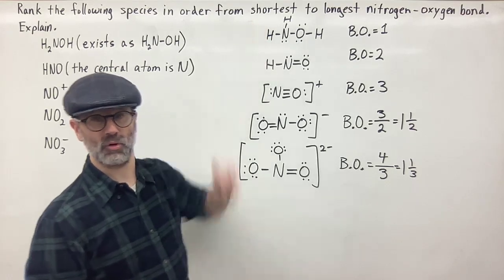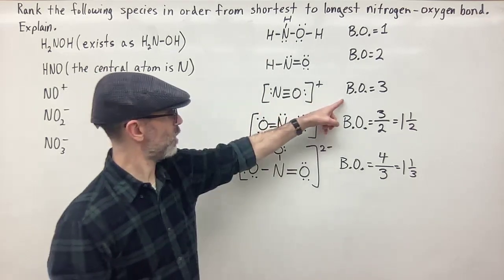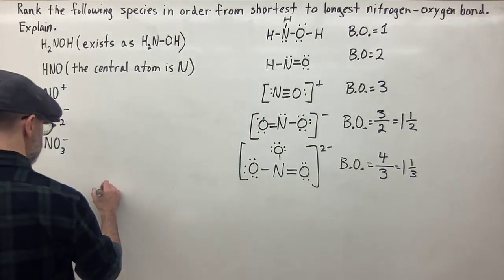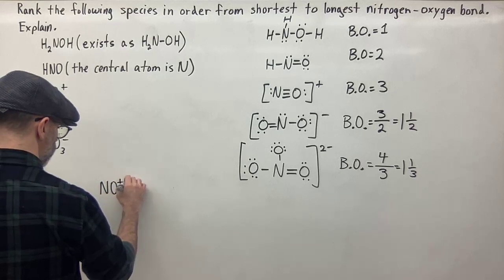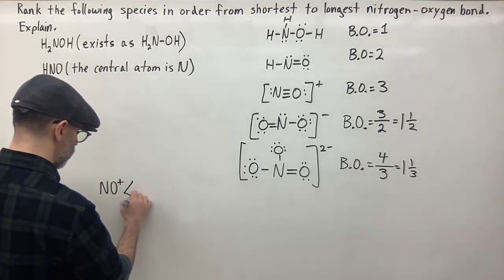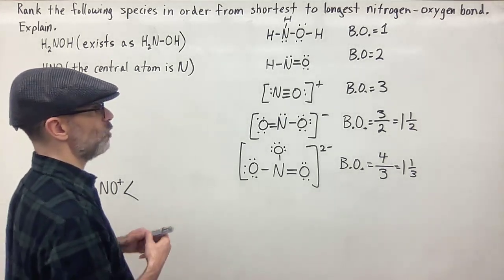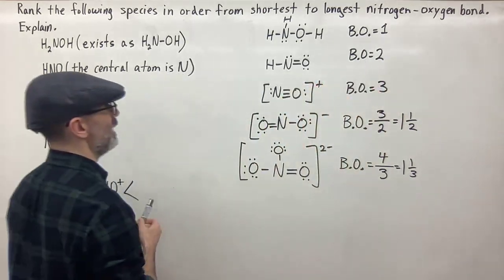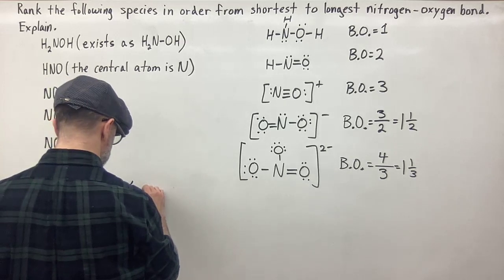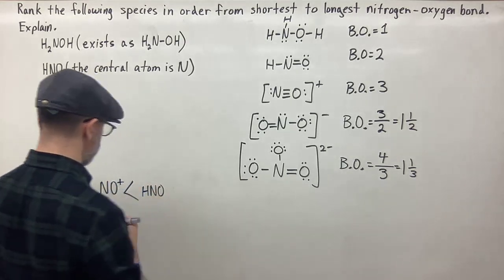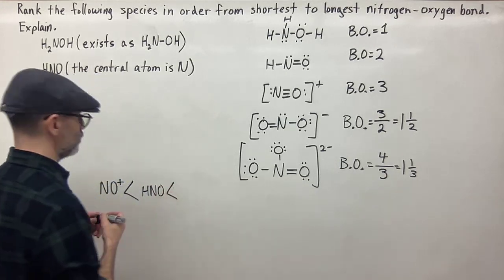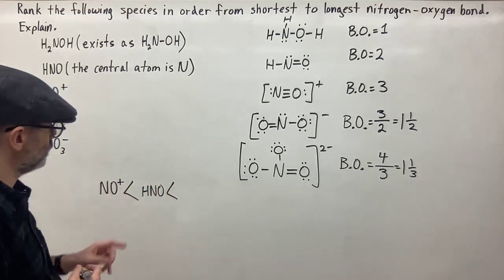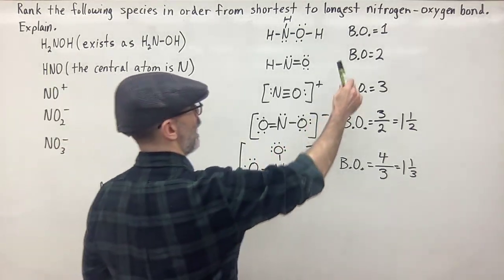So highest bond order is going to be this one right here. So this is going to have the shortest bond. So I'm going to have NO⁺. So NO⁺ is going to have the shortest. So that's going to be less than. And next, what's the next highest one? We have 3, 2, right? So 2 is going to be HNO. So HNO will have the next shortest bond, or the next longer than NO⁺.